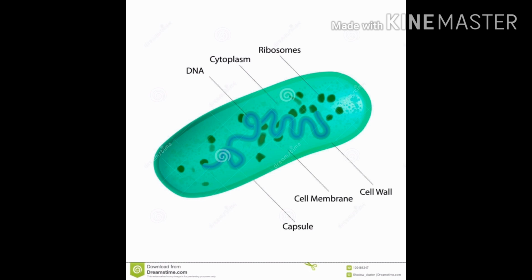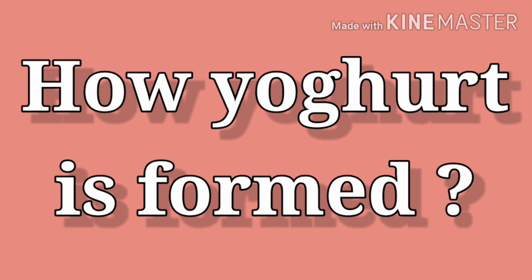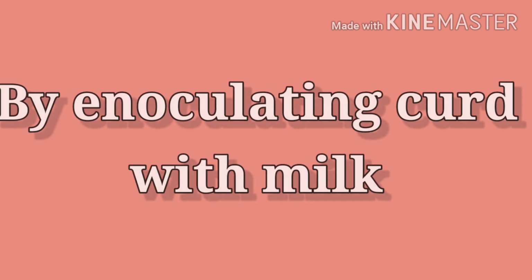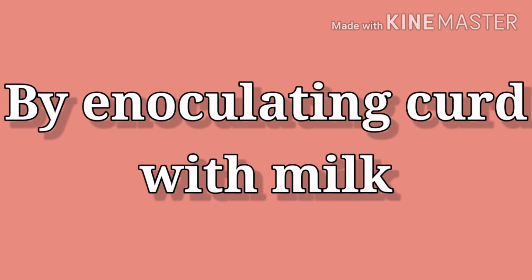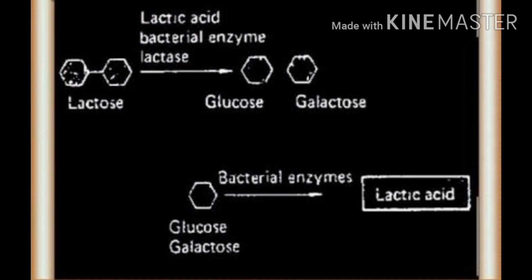Student, do you know how yogurt is formed from milk? When we inoculate a little amount of curd into milk, it changes into curd. Lactobacilli convert the lactose, a sugar present in the milk, into lactic acid, due to which the curd becomes sour in taste. And due to the decreased pH of the milk, the coagulation of milk takes place and the curd is formed.